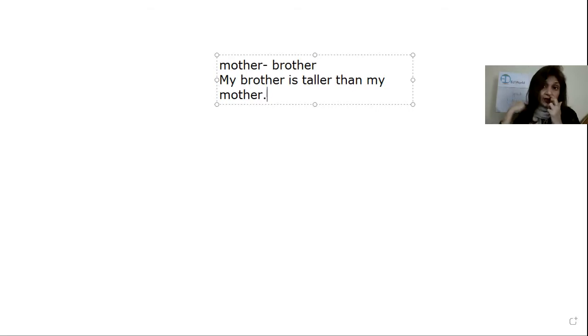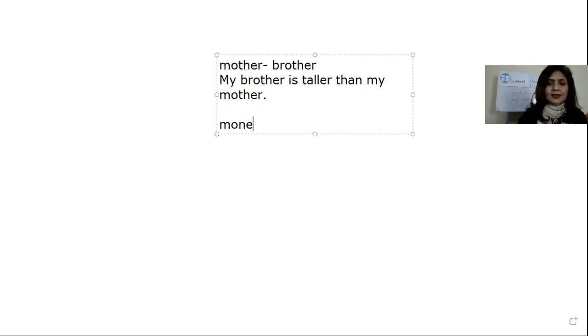So this is how you are going to work it out. You have to use both the rhyming words in one sentence. Understood? Now, next word, money. Money rhymes with honey.